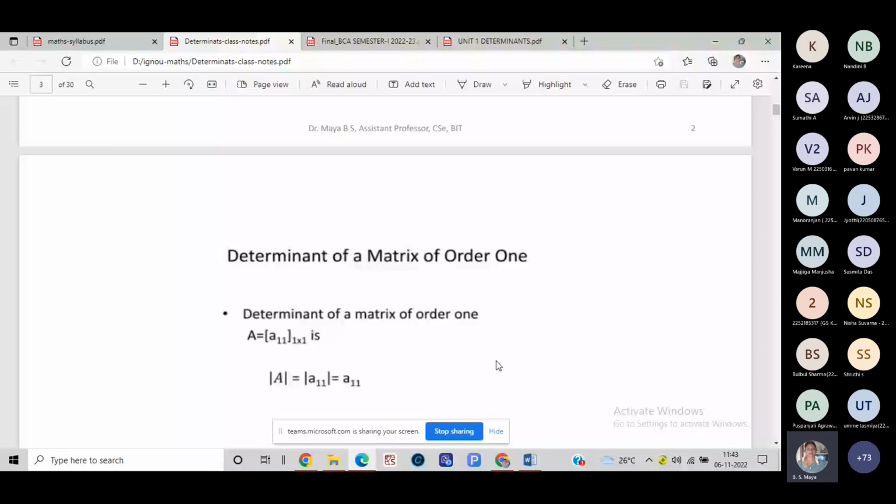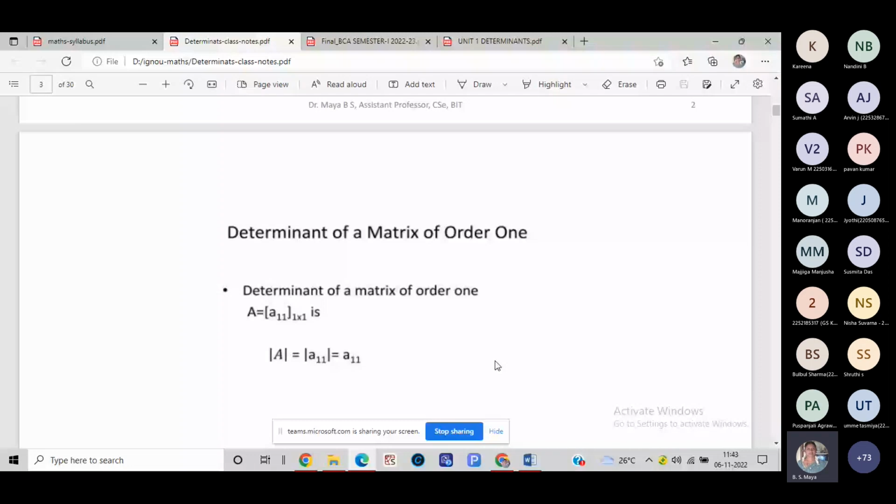I told you the order of 2 and the order of 3 should be done. What is the order of 1? The determinant of a matrix of order 1 can be represented like this. Capital A; you can take any alphabetical letter, A to Z, for determinants. A is equal to square brackets, and inside I represent only one value, a11. One row, one column, that is the subscript 1 and 1. I have only that one element. This is called order 1.